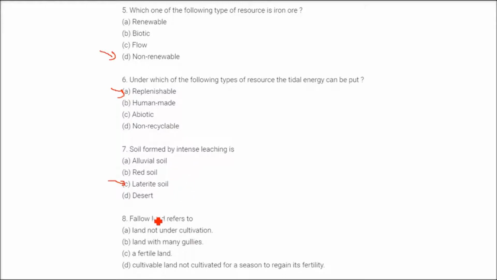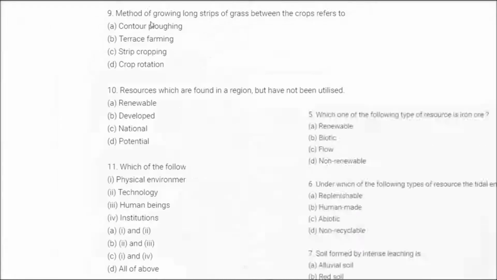Fallow land refers to cultivable land not cultivated for a season in order to regain its fertility. When a crop is grown, the soil loses its fertility, so it is being left and it will be cultivated later on. That is called fallow land.